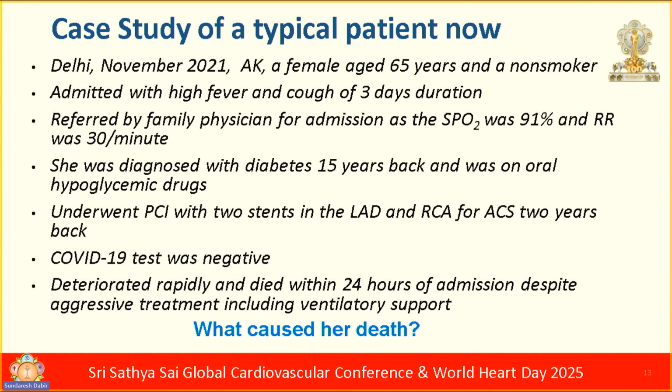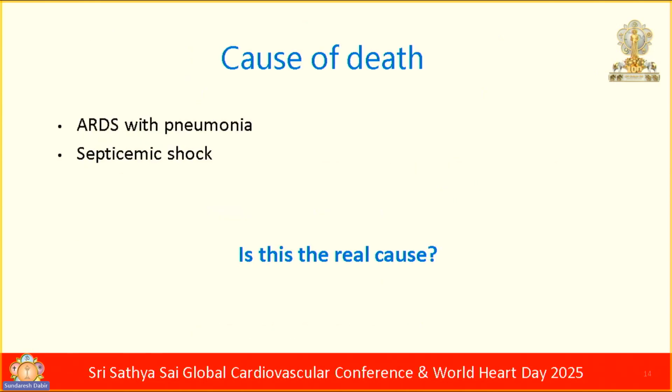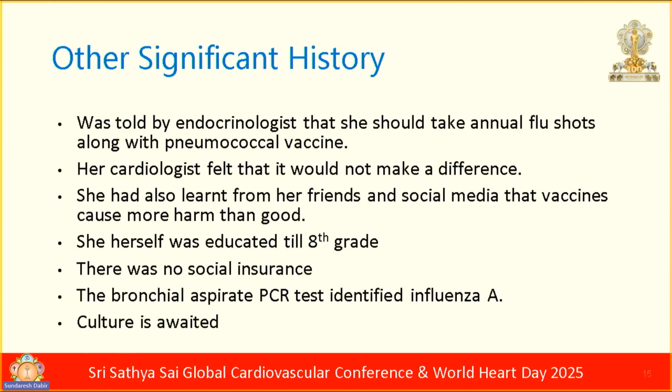I'm just going to show you a typical patient now. This is a female, 65 years and a non-smoker, admitted with high fever and cough of 3 days duration, referred by a family physician for admission because the SpO2 was 91% and respiratory rate was 30 per minute. She was diagnosed with diabetes 15 years back and was on oral hypoglycemic drugs. She underwent PCI with 2 stents in the LAD and RCA for acute coronary syndrome 2 years back. The COVID-19 test was negative, she deteriorated rapidly and died within 24 hours. What was the cause of her death? The death certificate said ARDS with pneumonia and septicemic shock. Was this the real cause?